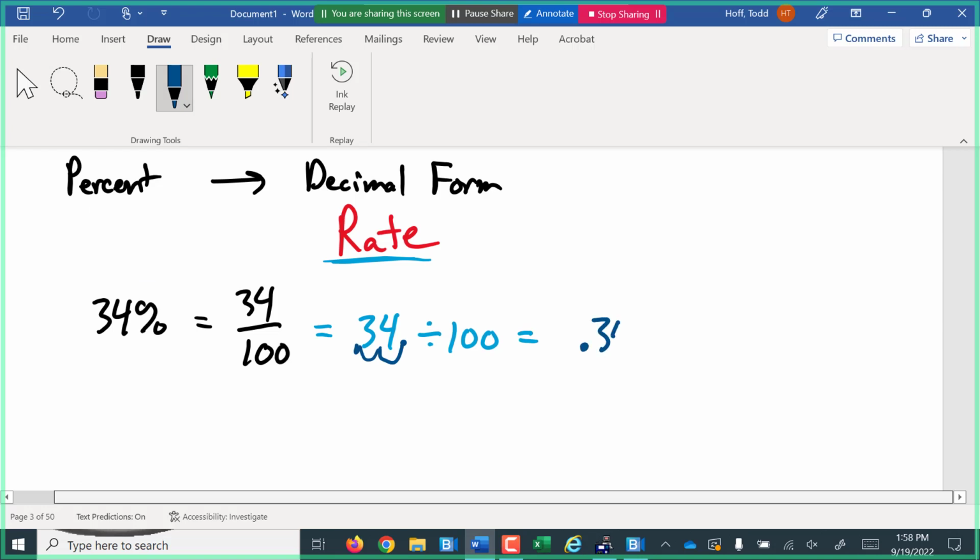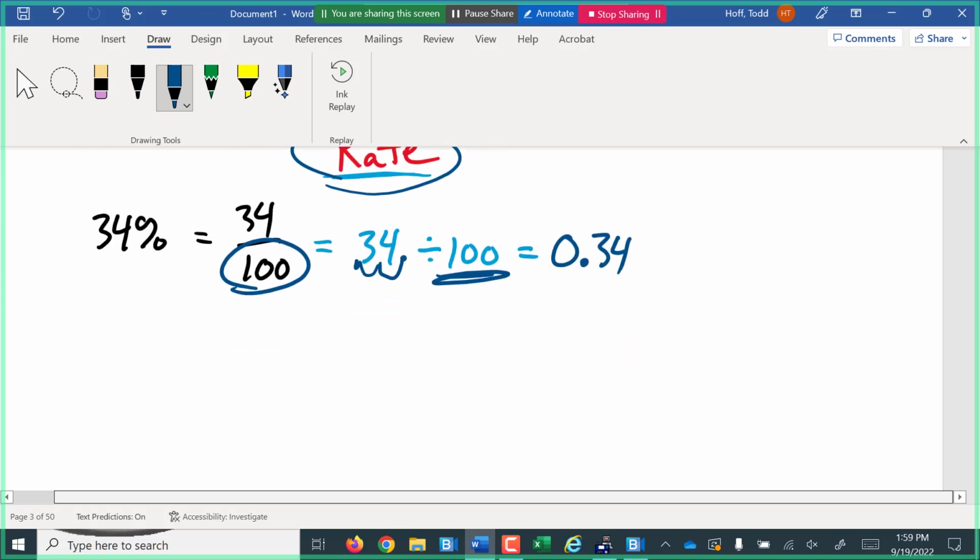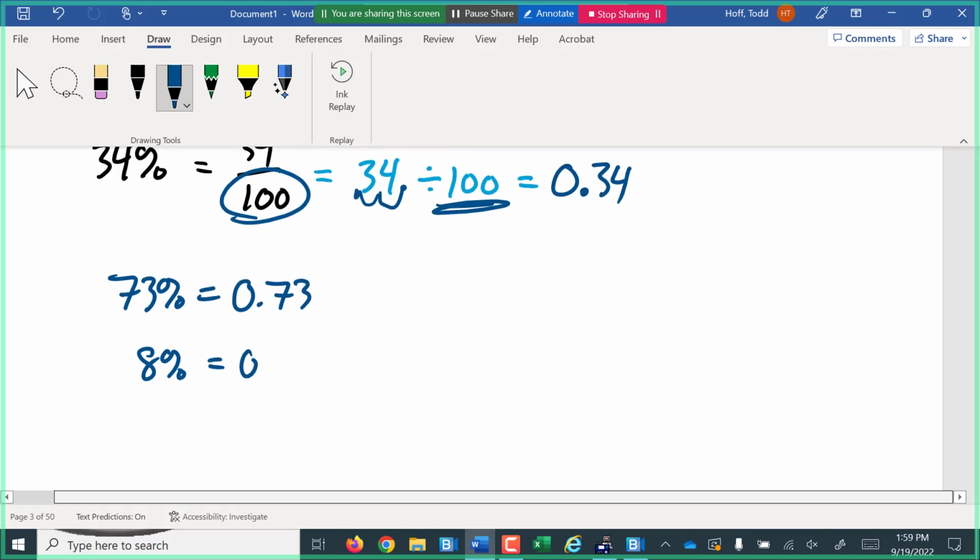So that becomes 0.34. Well, since every one of our percents is out of 100, every time we go to convert a decimal into a rate, we're going to be dividing by 100. So it's just moving that decimal point 2 spots to the left. So if I have 73%, what does that become as a rate? 0.73. Good. If I have 8%, what does that become as a rate? 0.08.